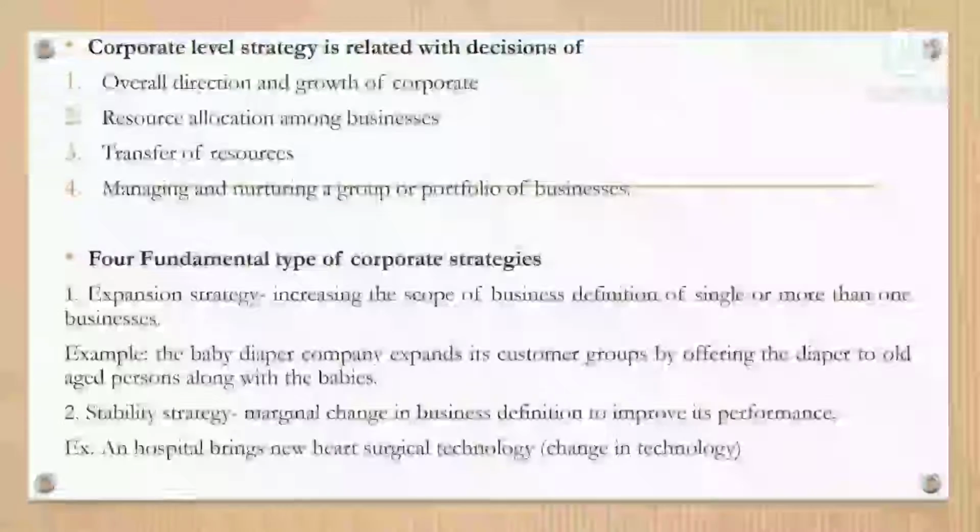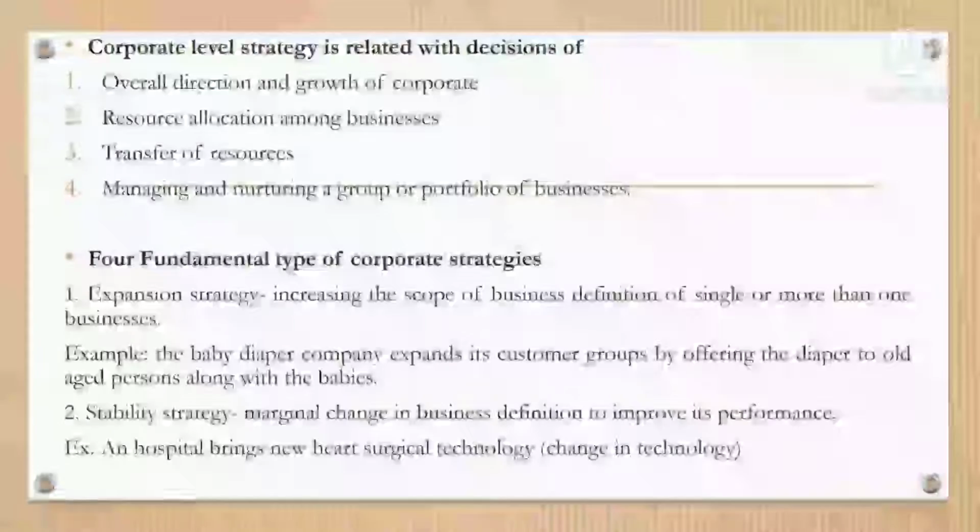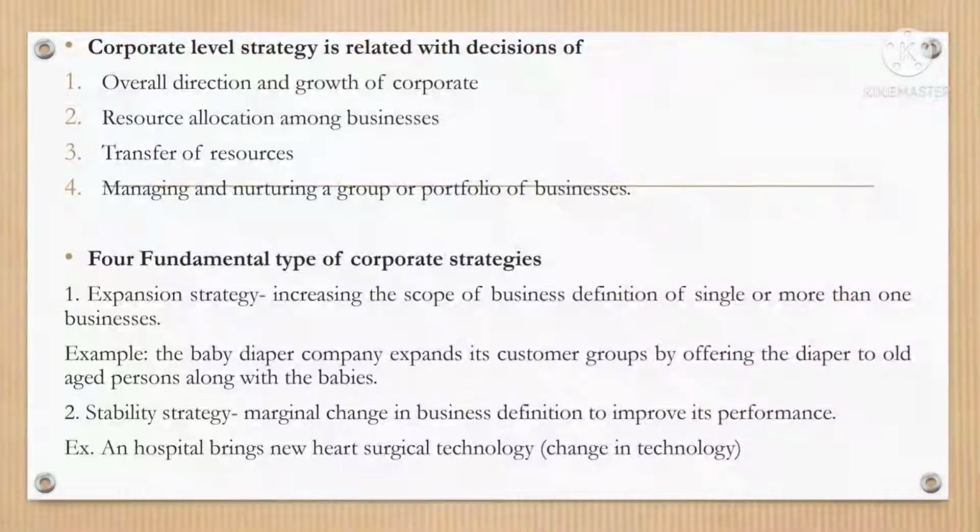Four fundamental types of corporate strategies. First, expansion strategy, increasing the scope of the business definition of a single or more than one business. Example, a baby diaper company expands its customer groups by offering the diaper to all aged persons along with the babies. Second, stability strategy, marginal change in business definition to improve its performance. Example, a hospital brings new heart surgical technology, a change in technology.